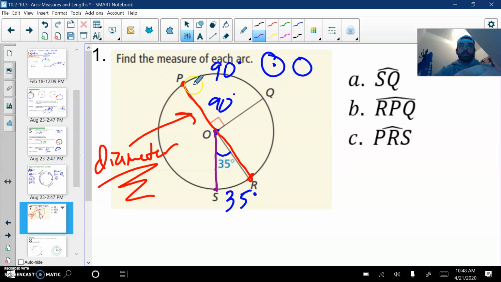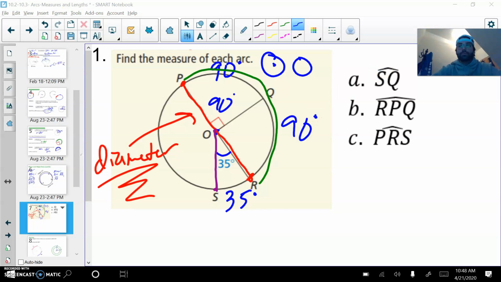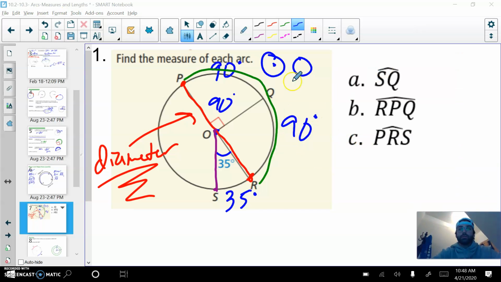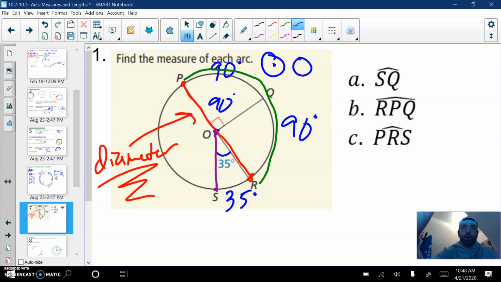So why did I say that this was a diameter? Well, that tells me that it divides my circle in half. So if it's half a circle, I know that this has to be 180 degrees. So if this whole thing, from P to Q to R, is 180, and half of it is 90, then the other half also has to be 90 degrees. Meaning that Q to R right here is 90 degrees.